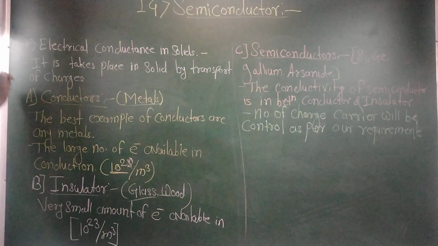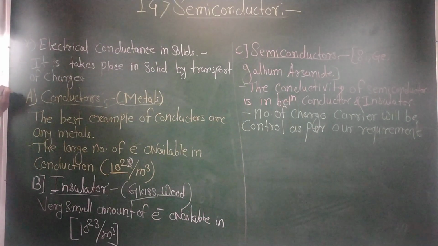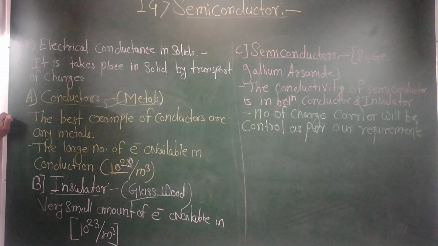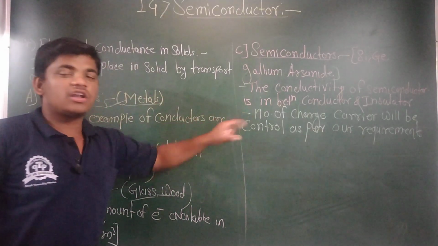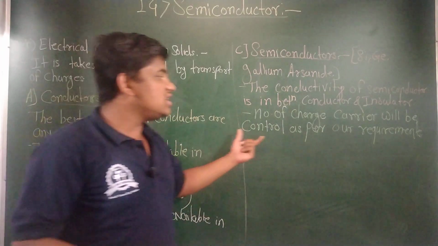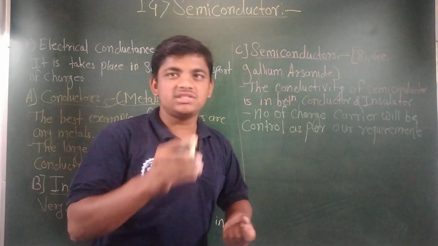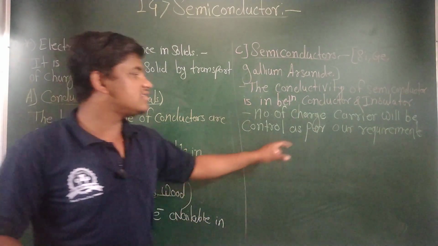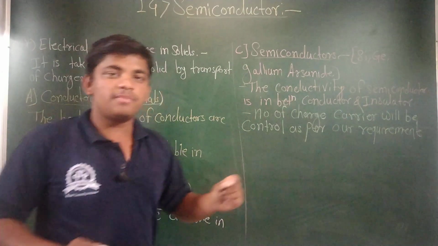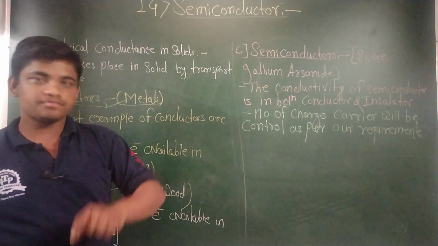In the metal also we can control the conductivity, but we lose some energy. We use some energy to control the conductivity in the metal, but in the semiconductor we don't require any energy to control the conductivity. The number of charge carriers will be controlled in the semiconductor as per our requirement, as we want conduction and conductivity.